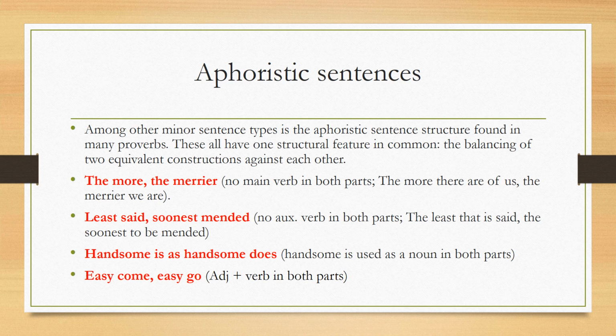Again, a proverb of two parts, and both of them start with what? With easy, the adjective easy that is used here as a subject, followed by a verb in both parts. So what do we call such a structure? We call it an aphoristic sentence or aphoristic structure that is mainly found in proverbs, and such a structure makes the sentence have two equivalent or similar parts in structure.